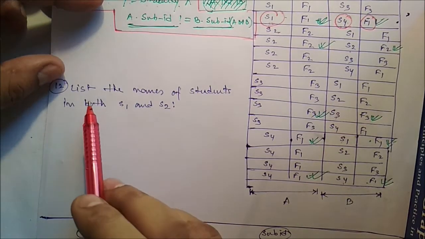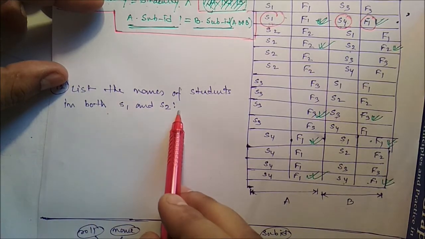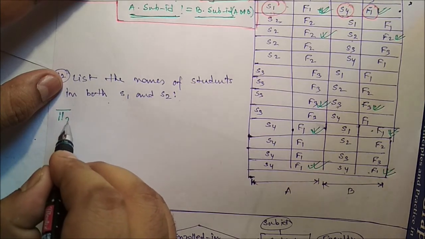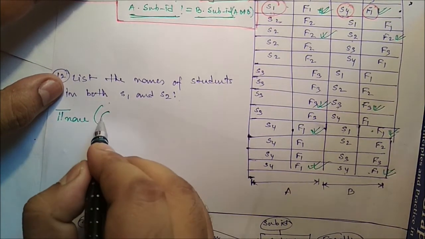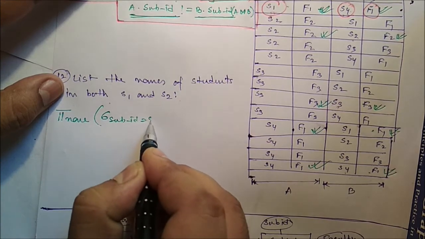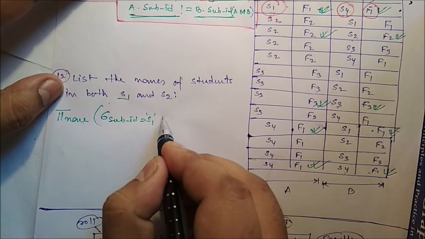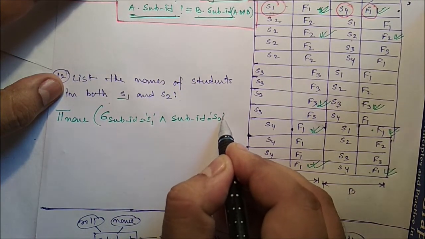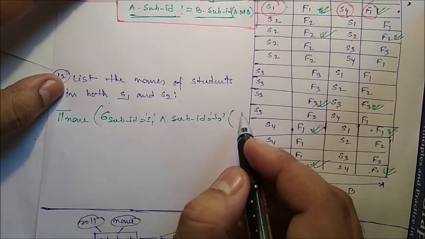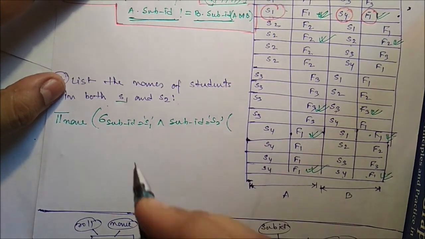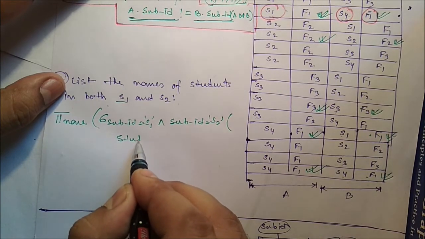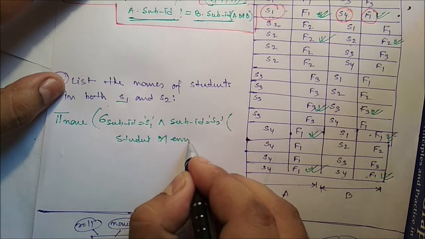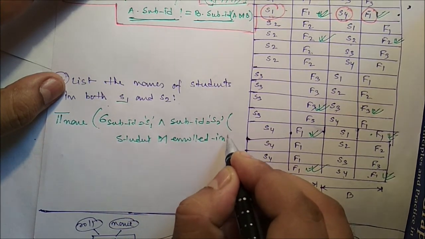Okay, so here: list the names of the students in both S1 and S2. We need the name of the student, where the condition is subject ID is equal to S1 and subject ID is S2. So we have to merge student and enrolled in: student natural join enrolled in.